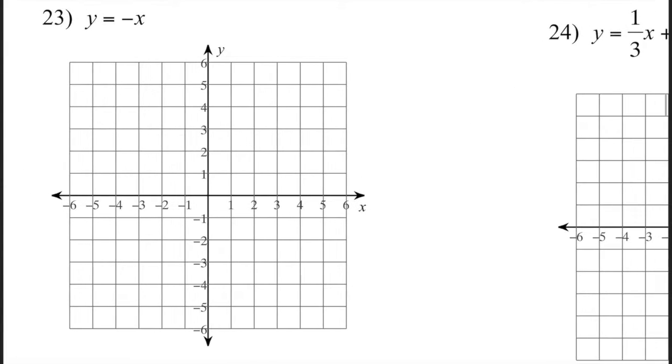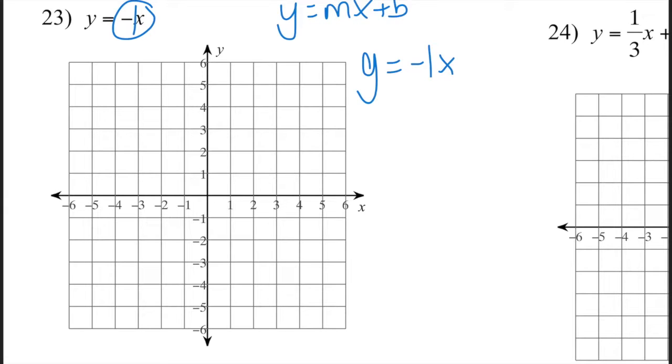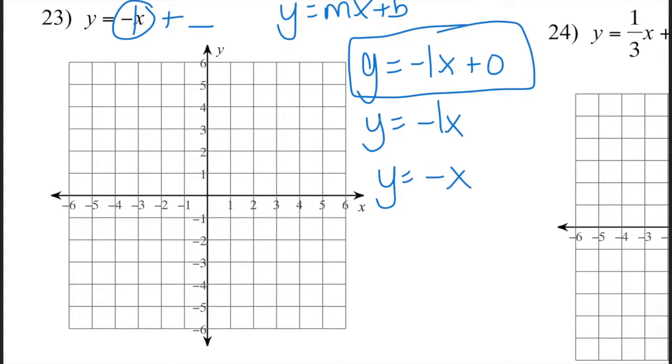For number 23, y equals negative x. If I want y equals mx plus b, m would be the coefficient of x, which is negative 1. So y equals negative 1x. That means I have my slope. What I'm missing is my y-intercept. Well, if it's missing, that means it was 0, because we wouldn't write negative 1x plus 0. We would simplify this to negative 1x, and then to just negative x. So we can backtrack and figure out the full equation. So the y-intercept is 0, and a slope of negative 1 means up 1 and left 1.